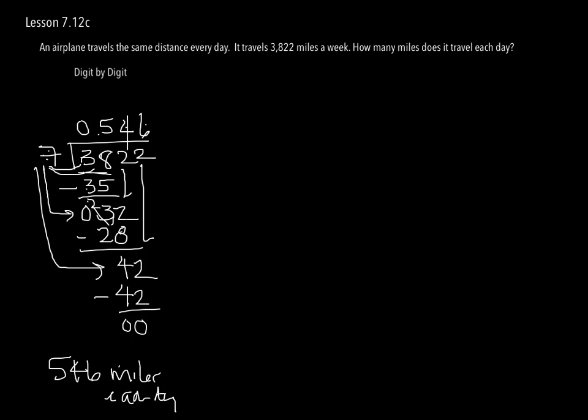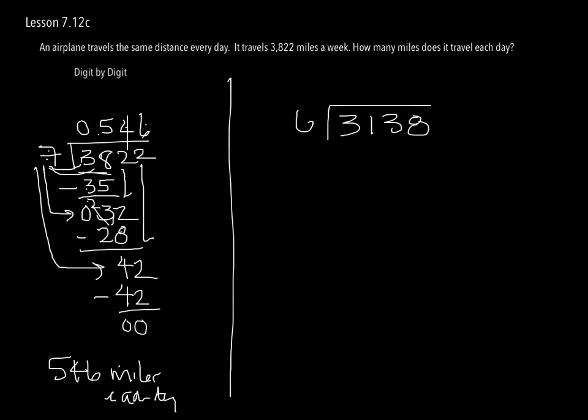Okay? So that's a problem that we've done several times now. Let's look at a new problem here. The problem we're going to do is 3,138, and we're going to divide that by 6. So how many times does 6 go into 3,138? First thing we're going to look for, remember we're doing digit by digit, is how many times 6 goes into 3. Well, the answer is 0 because 6 is greater than 3.